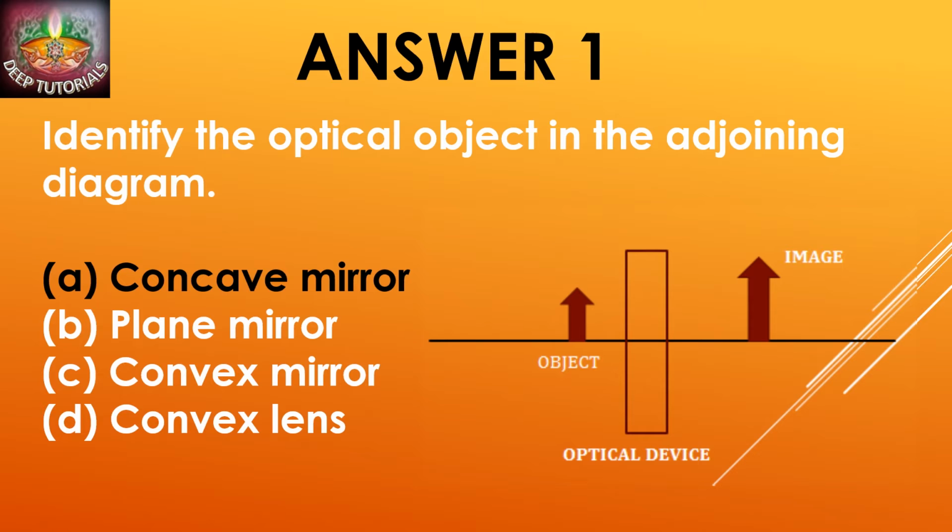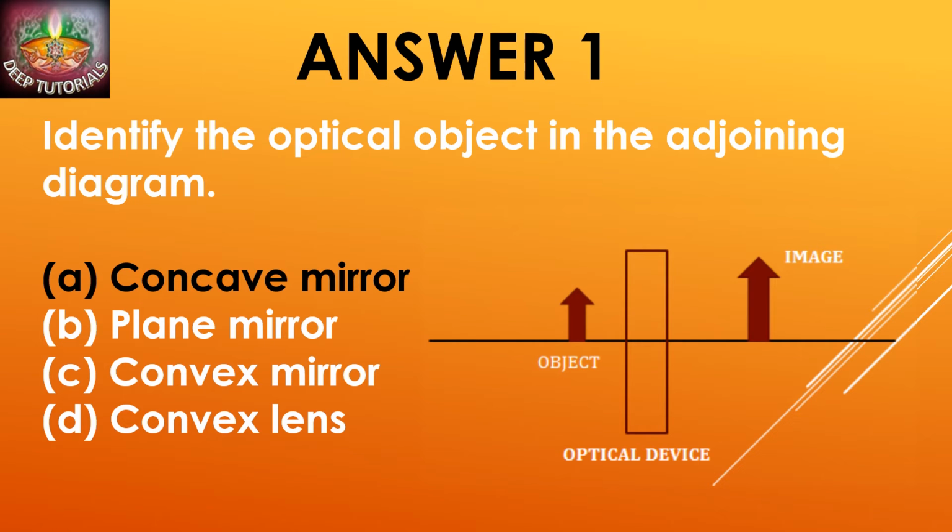Now look at the position of the image as well as the size of the image. The image is upright, that is, it is erect. And if it is erect, it means this is virtual. So now we have a mirror and a lens. We know that in a lens, if the image is virtual and erect, it is formed on the same side of the object. But here, the case is reverse. Here, in this case, the image is formed on the opposite side of the optical device. It means we nullify the option D, that is convex lens. So we are reduced to the cases of mirror only.